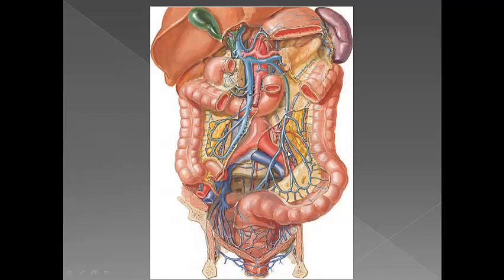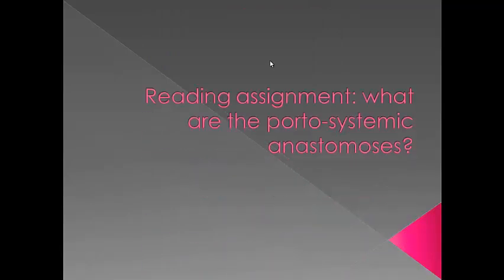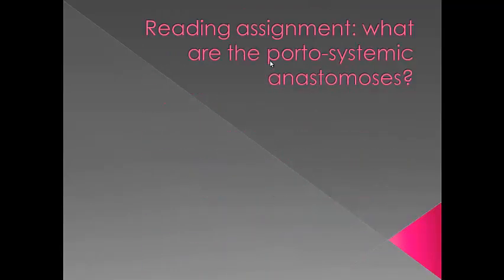If we go back down, you can see that all of these veins from the hindgut are draining into this single vein here. This is the inferior mesenteric vein. And if we follow the inferior mesenteric vein upwards, you can clearly see that it's draining into the splenic vein right there.